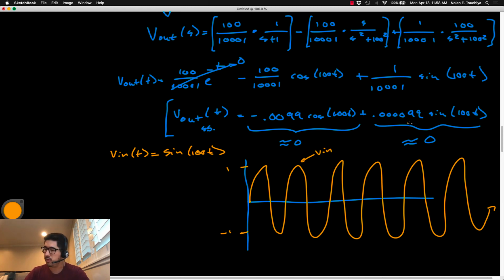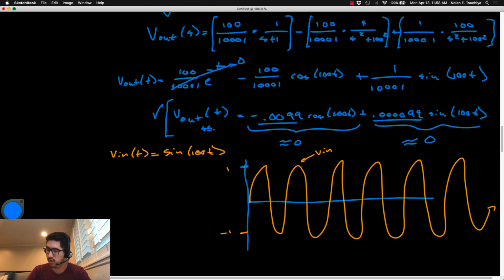The output is still a sine wave, just like all systems. If you apply an input of a sinusoidal nature, you're going to get an output that's a sinusoid. It's just that the magnitude and phase values depend on that input frequency. So our output voltage here, which we just computed, still has a sinusoidal form. It's just that the amplitude is really, really small.